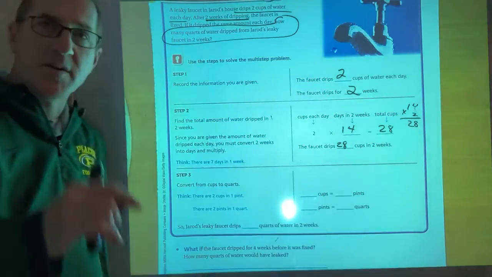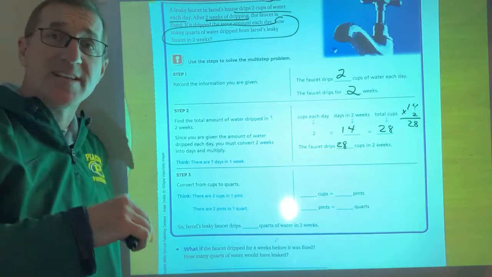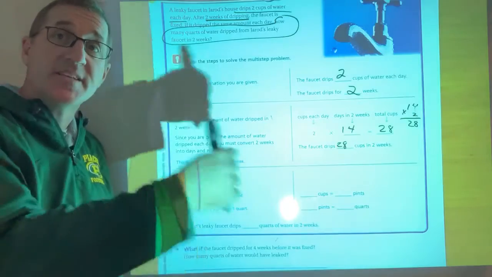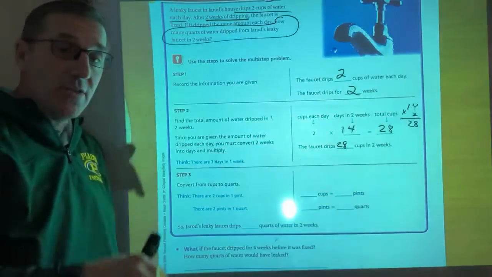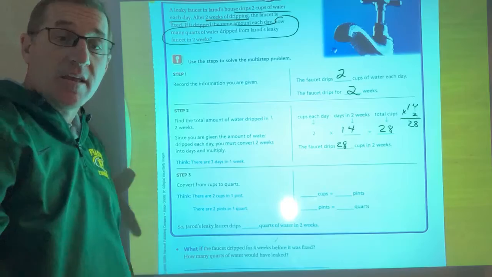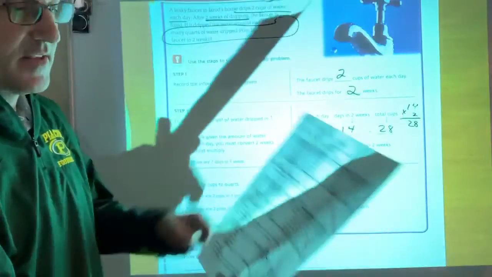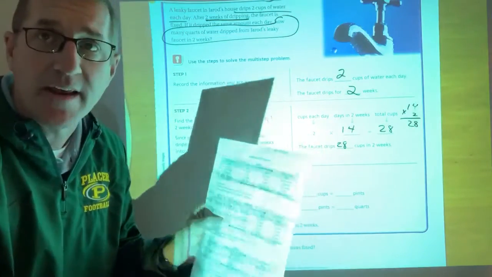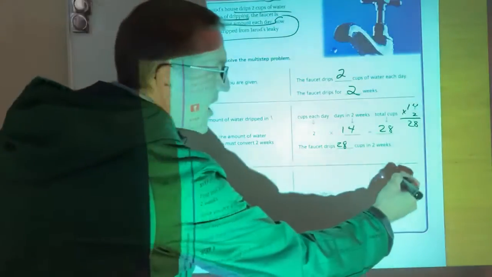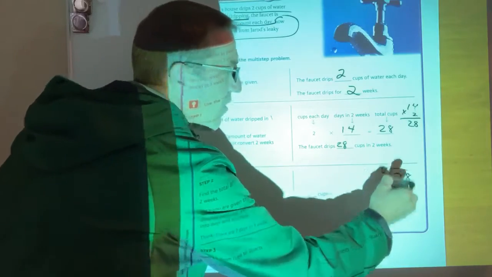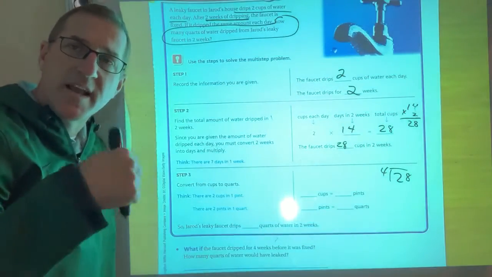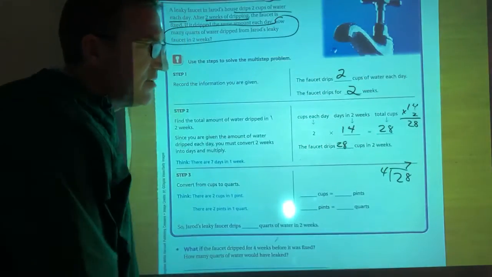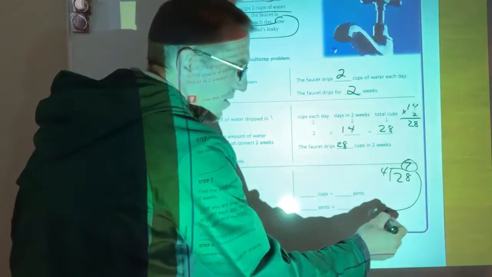Okay, so I want to find out how many days that is because it's per day. So I go from weeks into days, right, to get the total number of cups. And then I'm going to convert my cups into quarts. If I look at my chart, I will see that 1 cup is 1/4 of a quart. So if it's a division in front, I divide by 4. So if I took 28 and divided it by 4, how many 4s can I take from 28? 7, so I put a 7 there. So I should end up right here with 7.